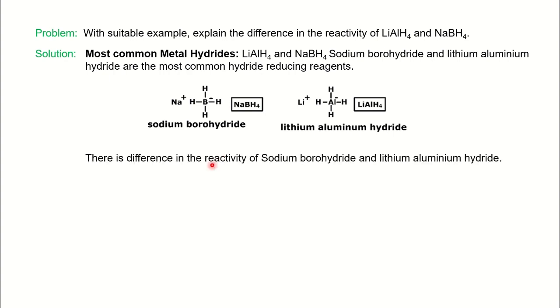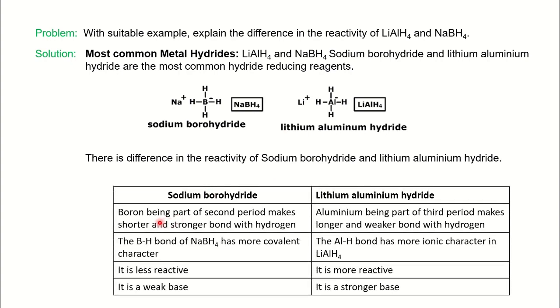Now we will see some differences which we have already spoken about. Boron, being a part of the second period, makes a shorter and stronger bond with hydrogen compared to aluminium, which falls in the third period and forms a longer and weaker bond. As you go down in the periodic table, the bond length increases and the bond strength decreases. This is a very common relation which all students know.